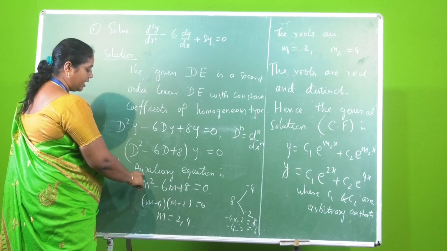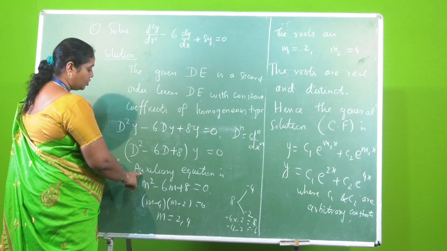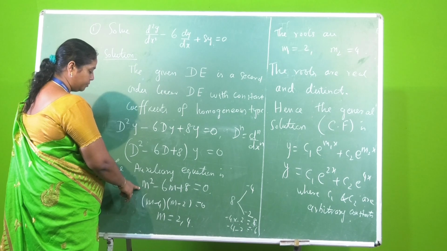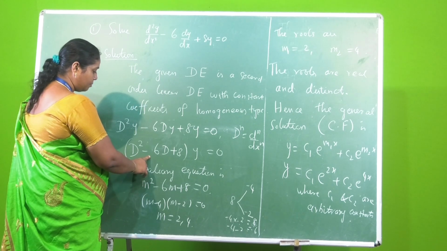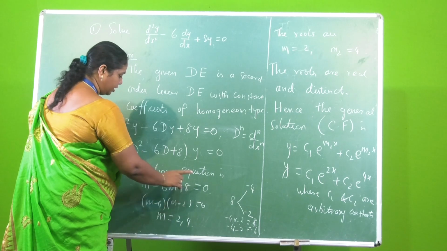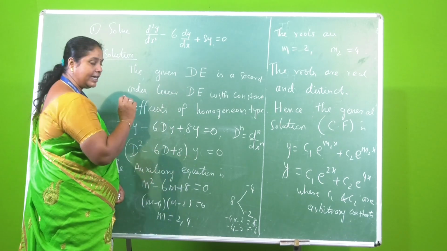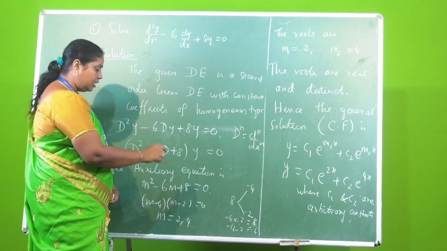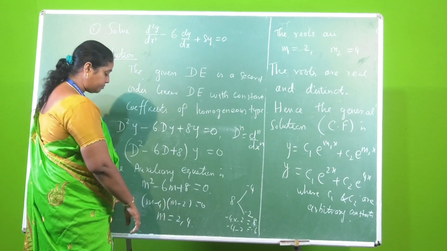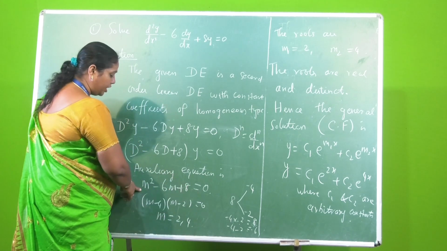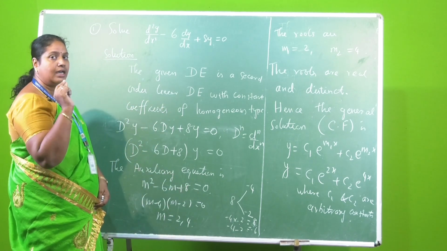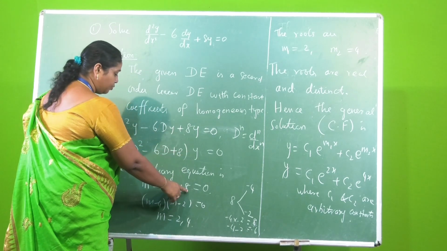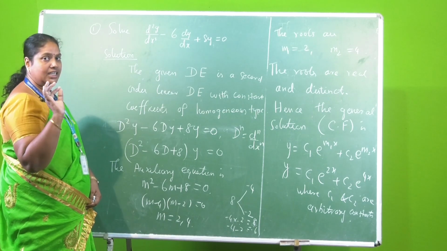Now let us write the auxiliary equation. What is it? We get it by replacing capital D by small m. So m square minus 6m plus 8 equal to 0. Here y is the dependent variable, depending on the independent variable x. It should not appear here. While writing the auxiliary equation, you should be aware that we have to replace only the capital D and write the equation. Do not write y in any place of the auxiliary equation.